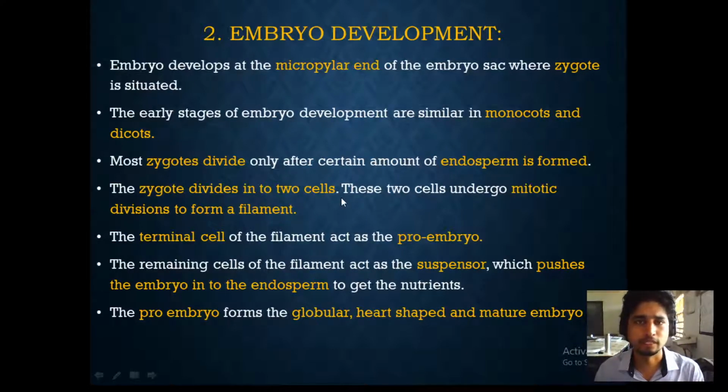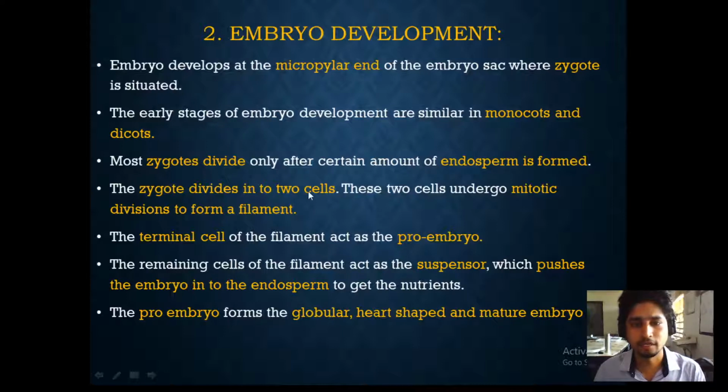So what kind of division is occurring here? The division is usually mitotic division. So after the zygote formation, usually there are only mitotic divisions. Only during the gametogenesis, the meiotic division occurs. Otherwise, in the angiosperm plants, the embryo development includes only mitotic division.